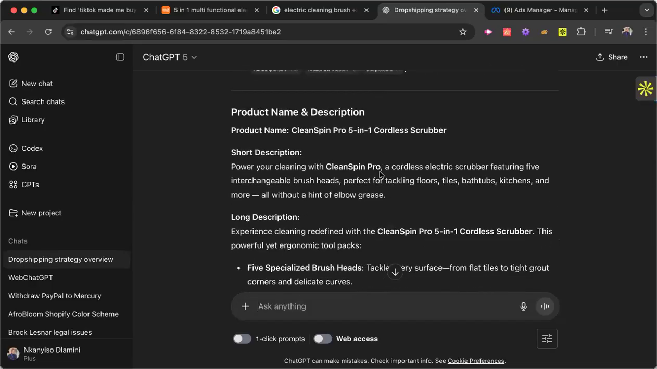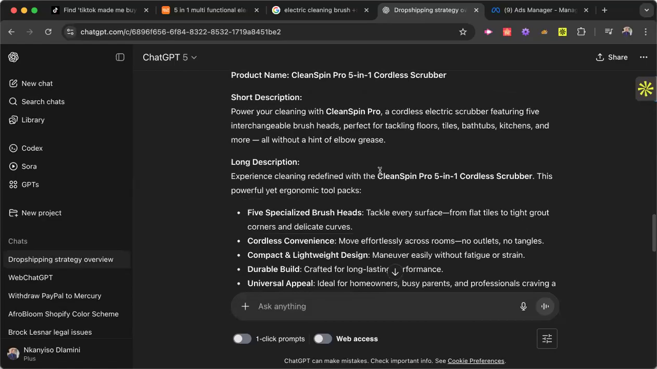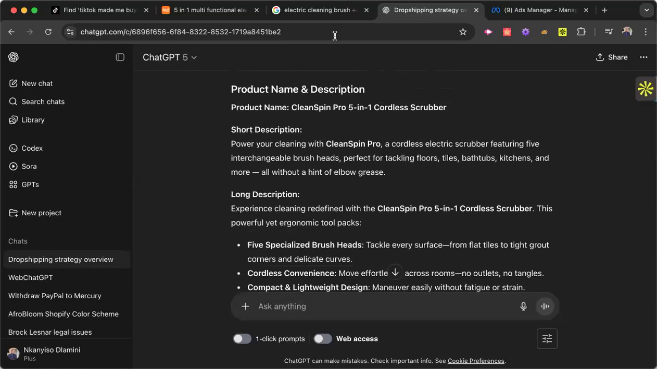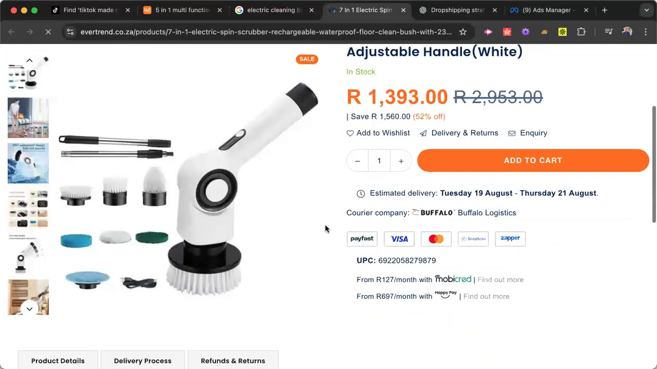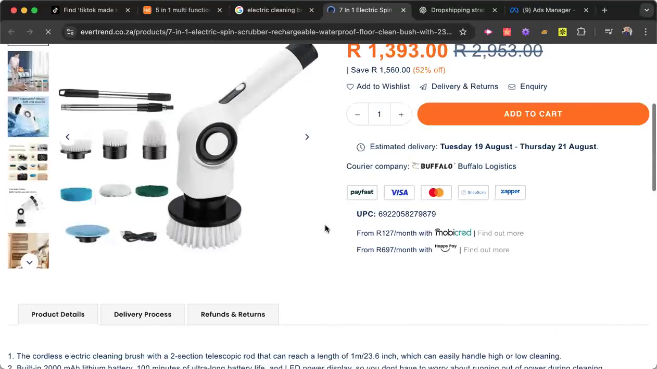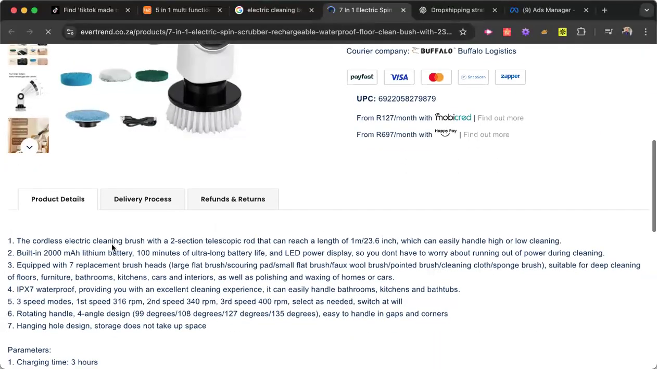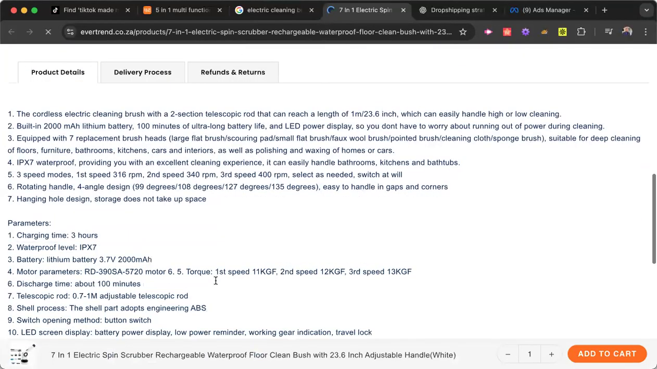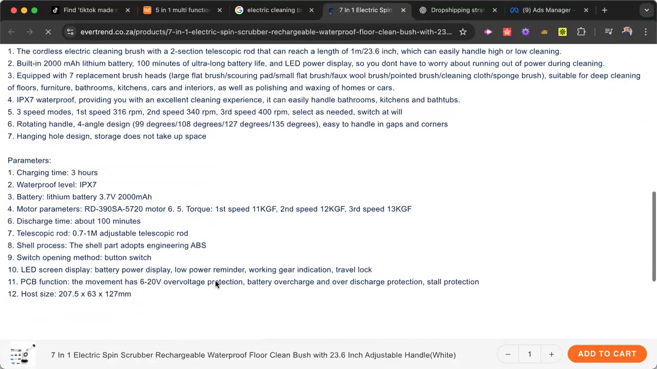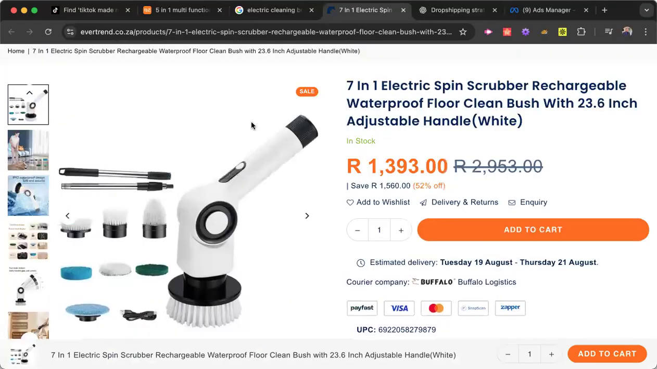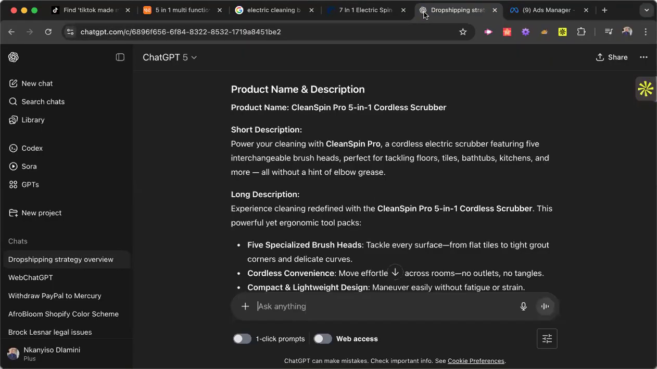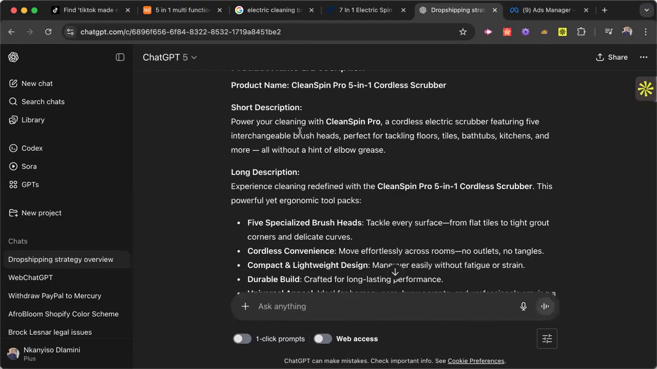So now going back to the product description. We're going to read this and we're going to compare it. Let's go to, where's our buddy, Evertrend, right? This is the product description. The cordless electric cleaning, blah, blah, blah. You see, very boring, very bland, they're not selling emotion. They're just telling you about product features.